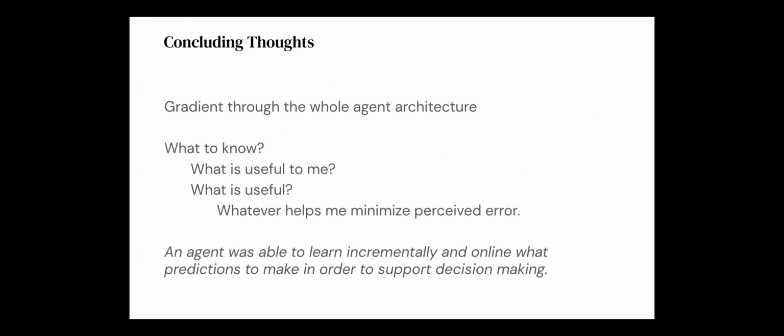So again, an agent was able to learn incrementally and online what predictions to make in order to support decision making. And this really unlocks a whole area of applied reinforcement learning work that, as of yet, required a great deal of domain expertise and intervention by designers.